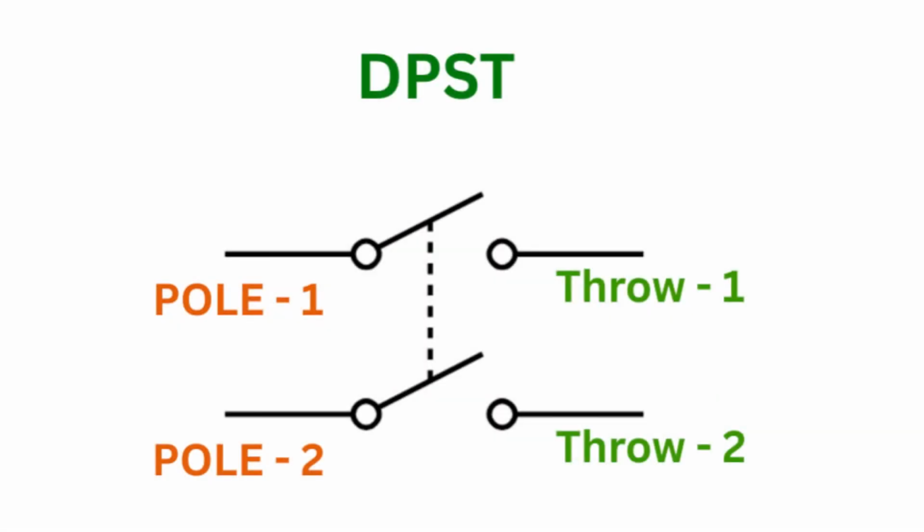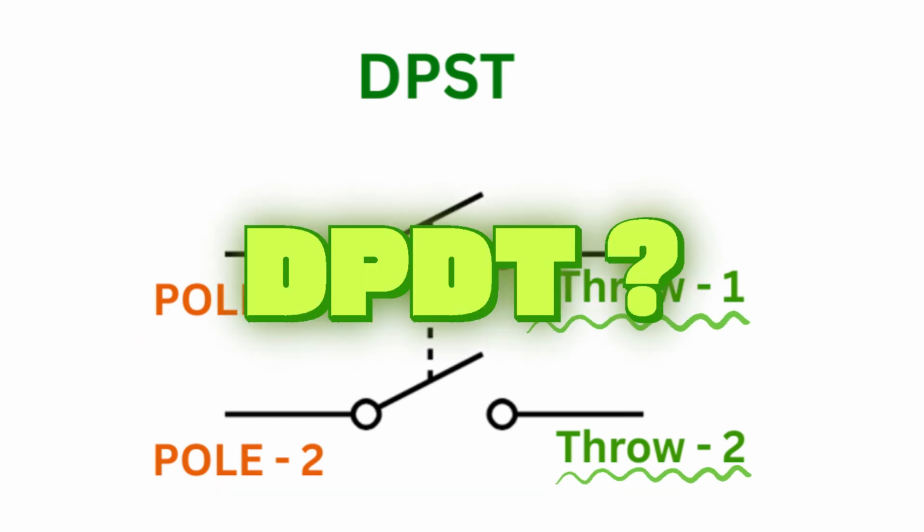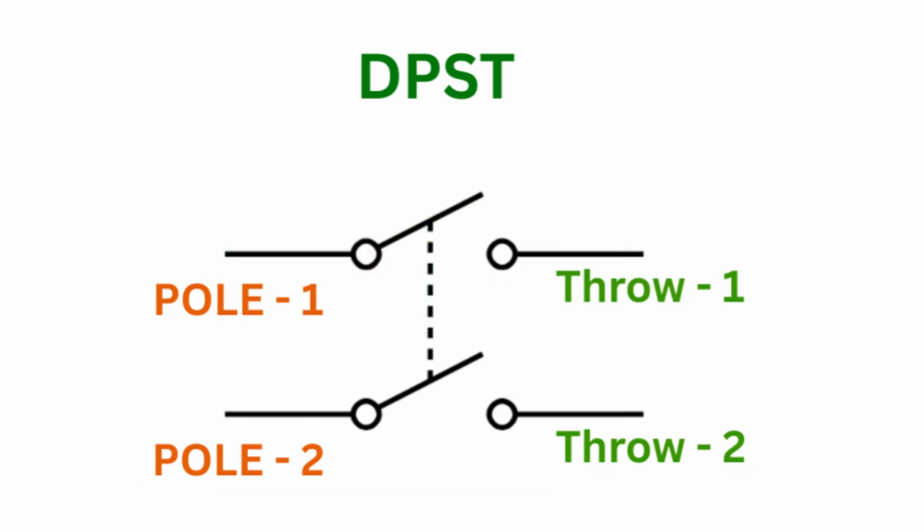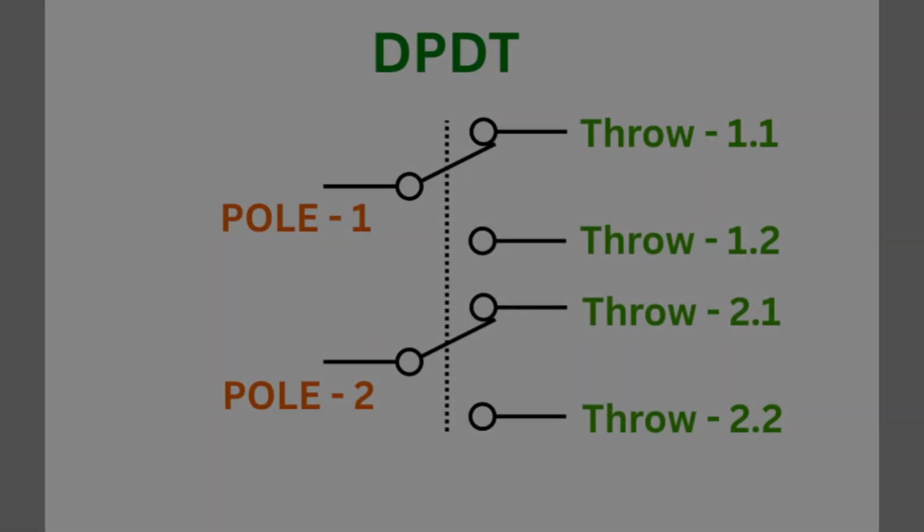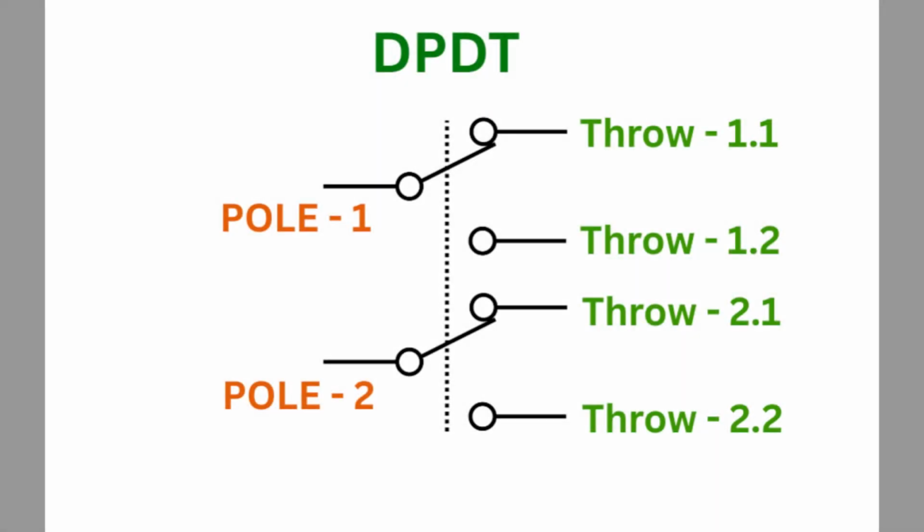Now you might be thinking, if this switch has two poles and two throws, why isn't it called a DPDT switch? That's because each pole can connect to only one throw. A DPDT switch also has two poles, but each pole can switch between two different throws. In total, it has two poles and four throws. That's the difference. Now let's move on to the next type of switch.